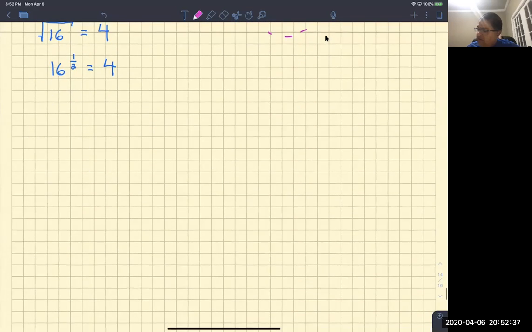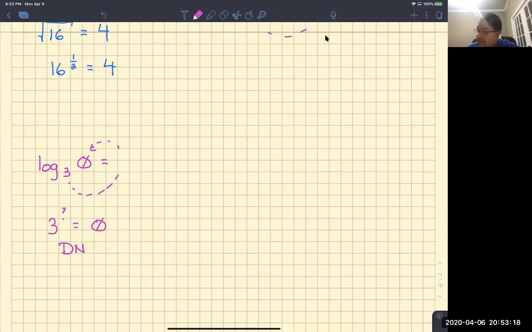Now, here's a question. Log base 3 of 0. Many students will say, well, that's easy, that's 1. Not exactly. Does 3 to the 1 power give me 0? It does not. Now, that brings the question: 3 to what power gives me 0? And the answer is none.